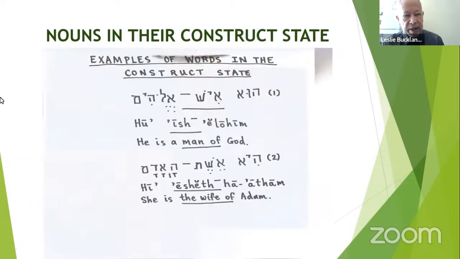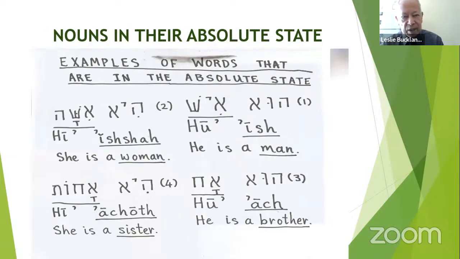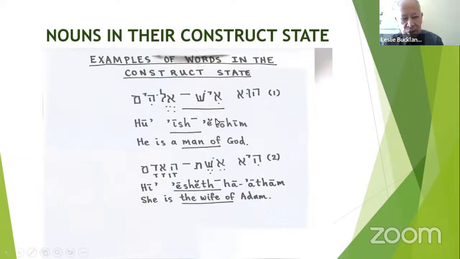We're now looking at nouns in their construct state. Number one, hu ish Elohim. Now these words look familiar because in the previous set of sentences, number one says hu ish. And in this second set of examples, we have hu ish, but there's something different.